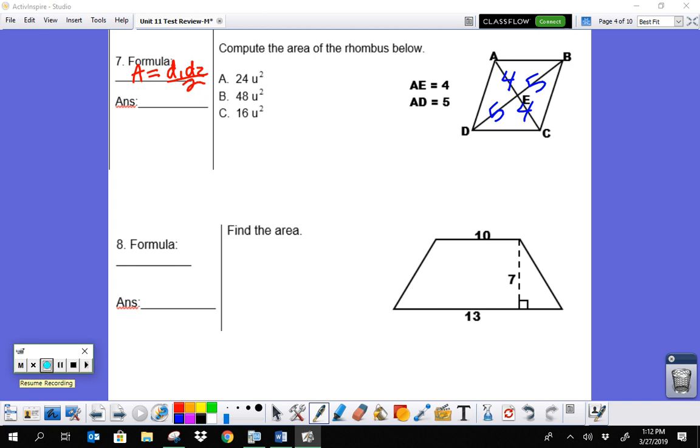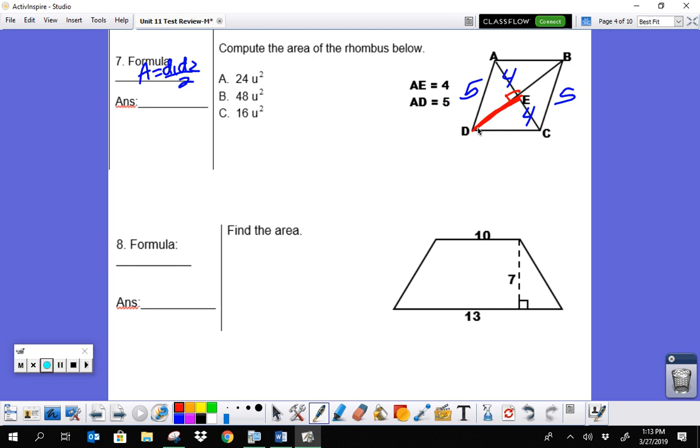5. Okay, so I just wrote that 5 in the wrong spot, so I'm just going to start this over. So area equals D1 D2 over 2, and AE is 4. That means EC is also 4. And then AD is 5. That means BC is also 5. So here I need my two diagonals. I already know one diagonal here is going to be 8, but I need to find the other one, which means I need to do Pythagorean theorem to find this missing piece. This is a triple, so I could already look at that and know it's 3, 4, 5.